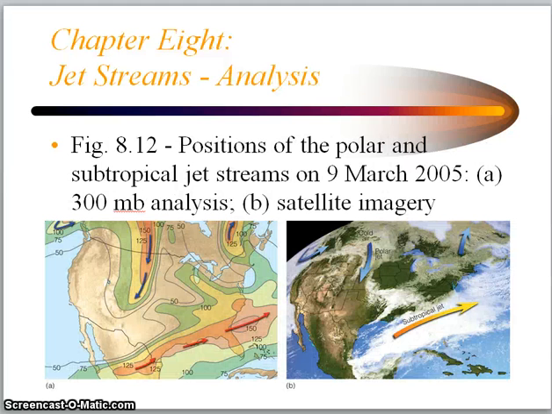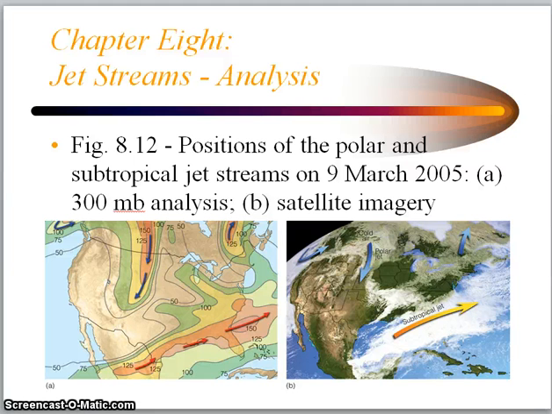Here's an analysis of the jet stream from March the 9th, 2005. The chart on the left shows the 300 millibar analysis, meaning you've gone through 70% of the mass of the atmosphere. This is way up where jetliners fly at about 30,000 feet in altitude, and you can see the winds depicted there of 125 miles an hour in the polar jet coming down from Canada, and 150 miles an hour in the subtropical jet coming in from Mexico.